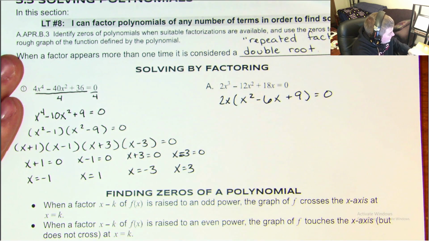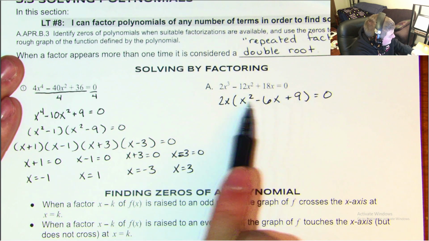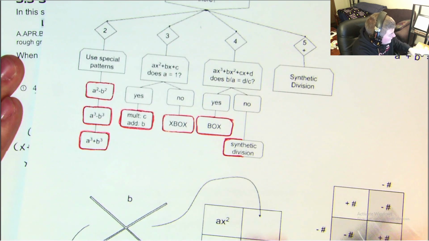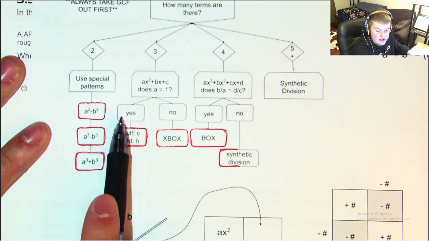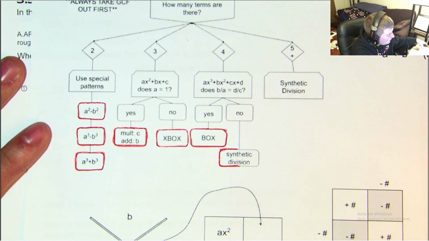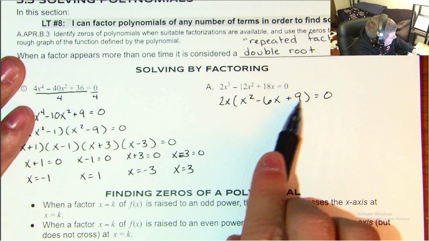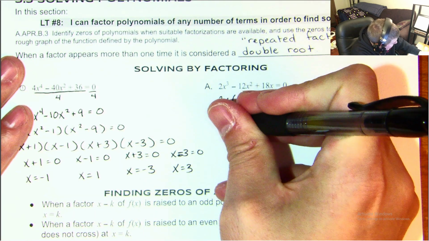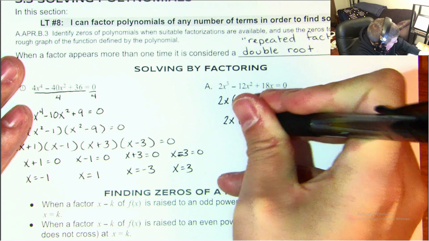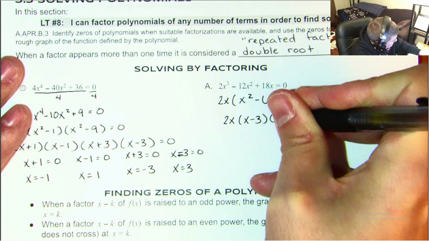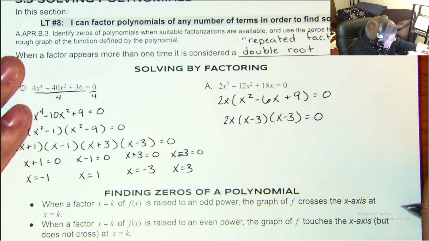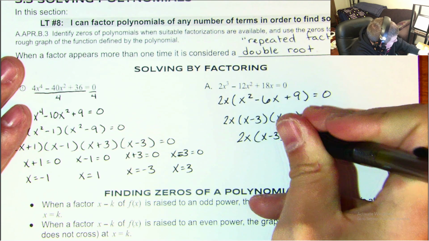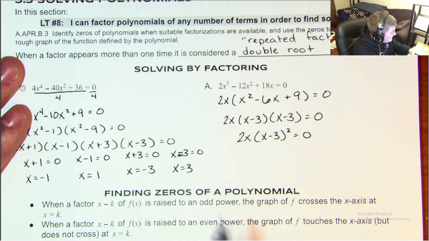Okay, so then here, this cannot be factored, but this can be. I have 3 terms, and my a value is 1. That means I'm looking for numbers that multiply to c and add to b. The numbers that multiply to positive 9 and add to negative 6 are negative 3 and negative 3. So I get 2x times x minus 3 times x minus 3. That's equal to 0. Well, this means 2x times x minus 3 squared is equal to 0, which means I have 2 factors here.